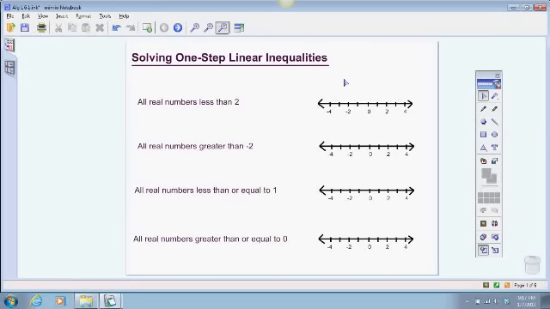When solving one-step linear inequalities, there's usually two parts that you have to do. First, you have to actually solve the linear inequality, and we'll talk about that in a little bit. Solving inequalities is very, very similar to solving equations. But the other thing we want to focus on right now is actually graphing your solutions.